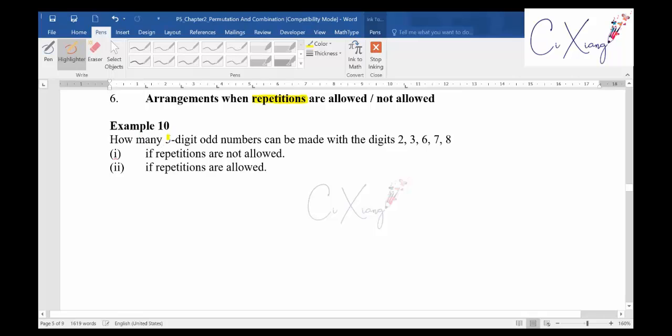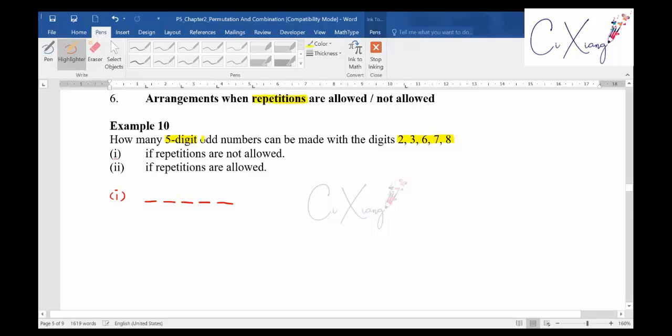How many 5-digit odd numbers can be made with all these digits 2, 3, 6, 7, 8? Usually when they want us to arrange numbers, and sometimes letters, I will also use this method, but most of the time it is related to numbers. You want to arrange 5-digit odd numbers. You have 5 digits here, so 1, 2, 3, 4, 5. For all the questions related to numbers, I will usually list out all the 5 spaces here first.